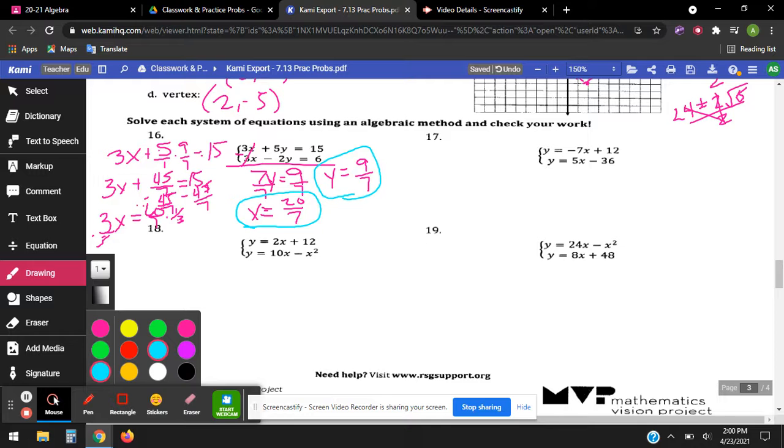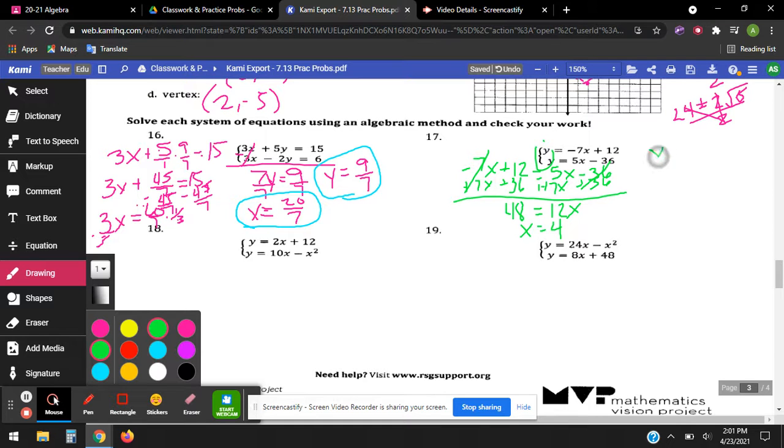All right, next one. We're going to put that one in green. Okay, they both have a y equals. So let's go ahead and do negative 7x plus 12 equals 5x minus 36. So I'm going to add 36 and then add 7x. Those cancel, those cancel. I'm left with 48 equals 12x. So x equals 4. This one's much nicer.